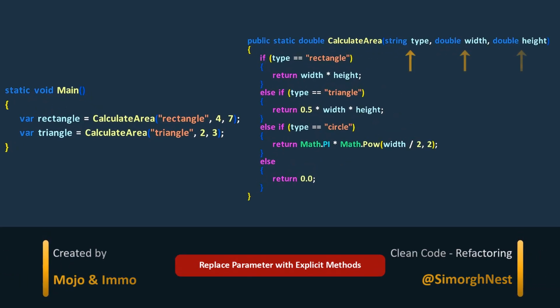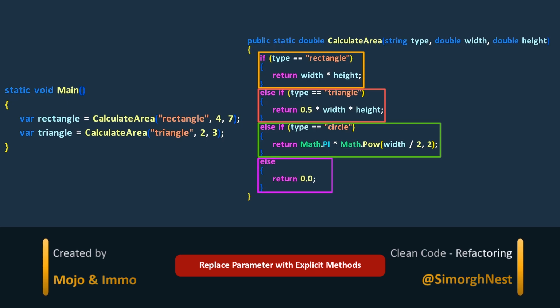Let's imagine a situation where we have a method that takes in several parameters. These parameters might represent different things that the method does. The method is divided into parts, and each part is executed based on the value of a parameter. In cases like this, what we should do is create a new method for each possible value of the parameter.